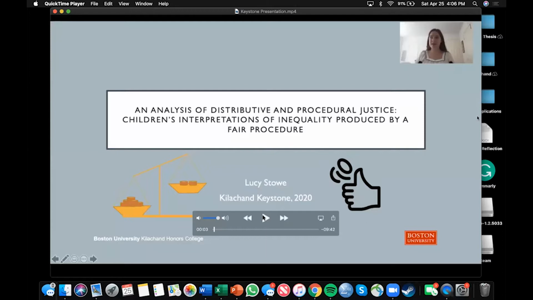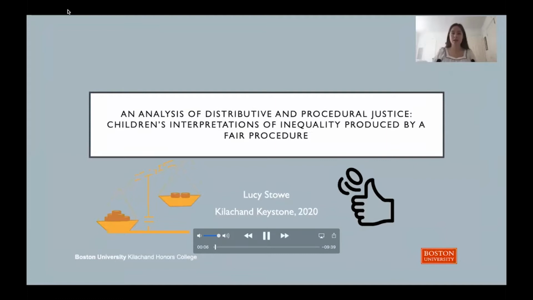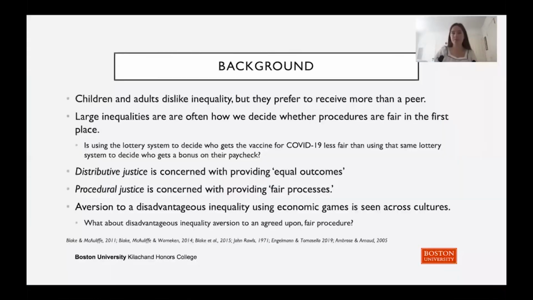Entitled An Analysis of Distributive and Procedural Justice, Children's Interpretations of Inequality Produced by a Fair Procedure. Previous literature in psychology has shown that both children and adults dislike inequality in general. However, they would rather receive an advantage over a peer than a disadvantage.